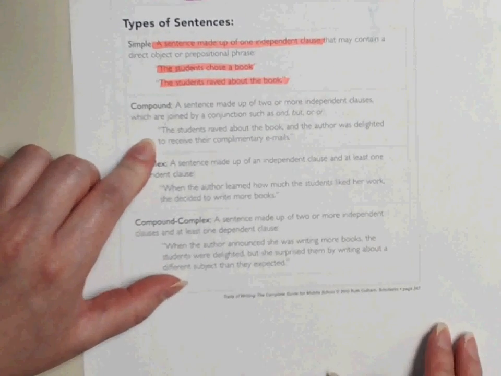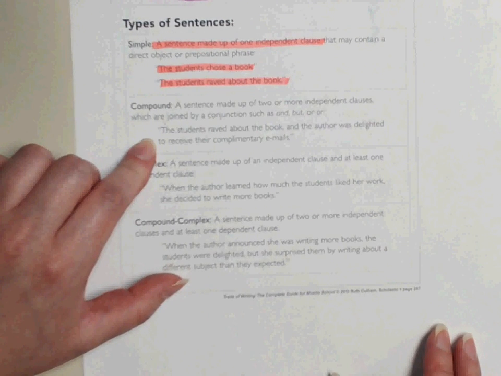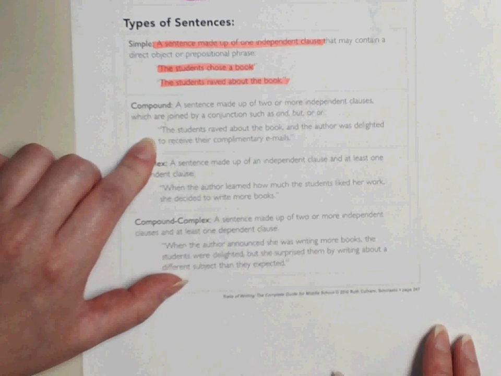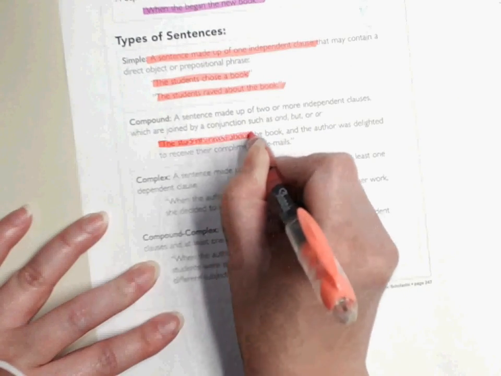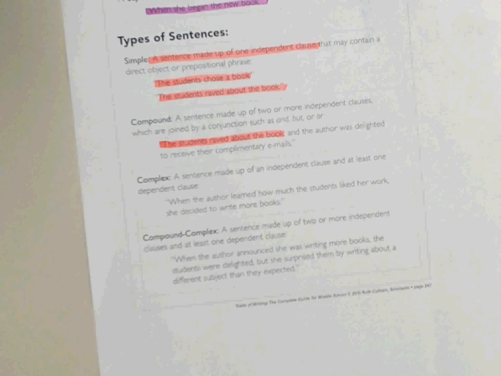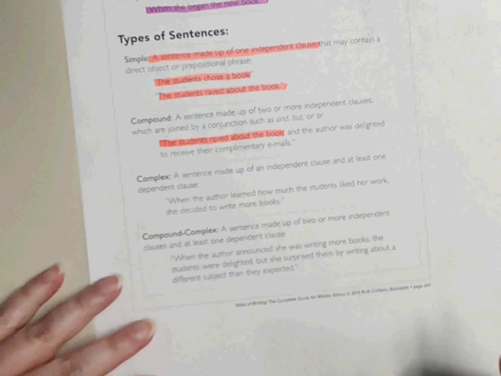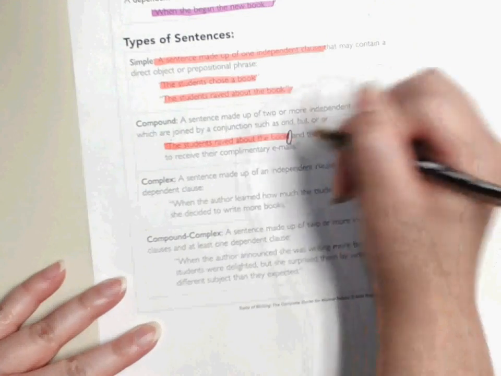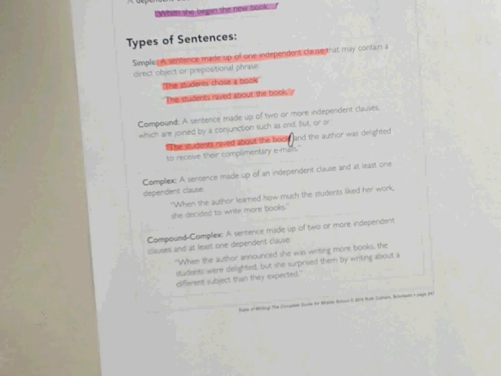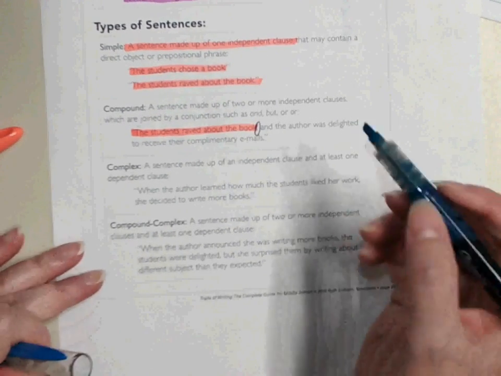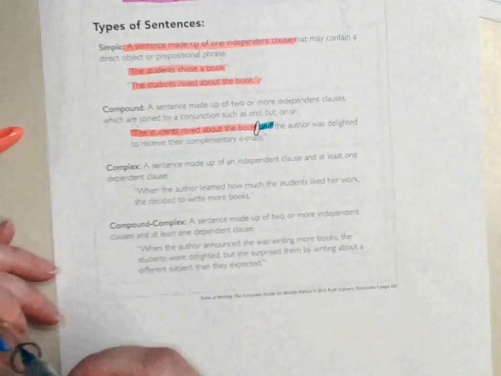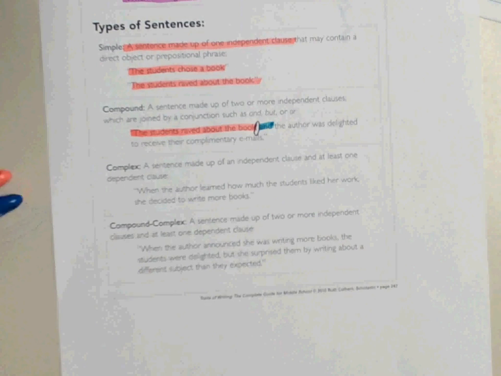So, let's look at this sentence. The student raved about the book, and the author was delighted to receive their complimentary emails. So, where's my first independent clause? The student raved about the book. So, I'm going to highlight that, my independent color. What's after book? So I'm going to actually circle that comma there. What's and is one of our what? Fanboys. So I'm going to highlight that, my fanboy color.